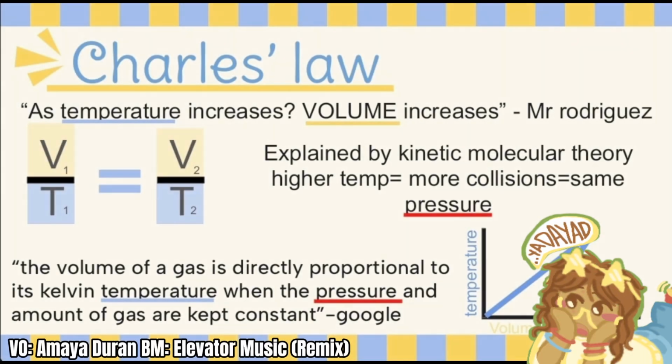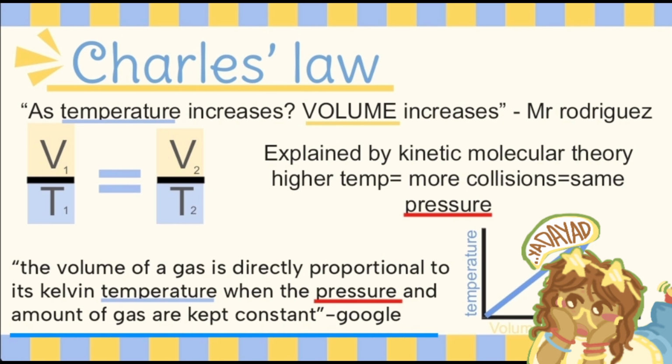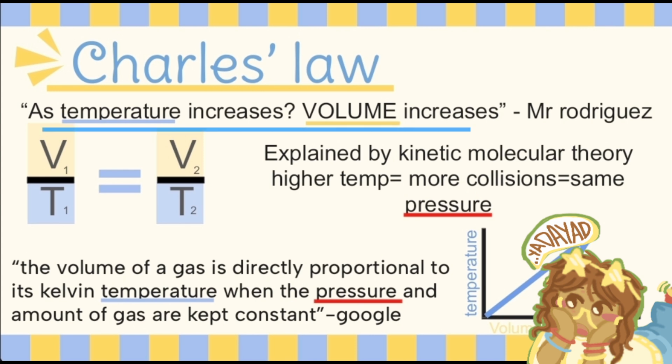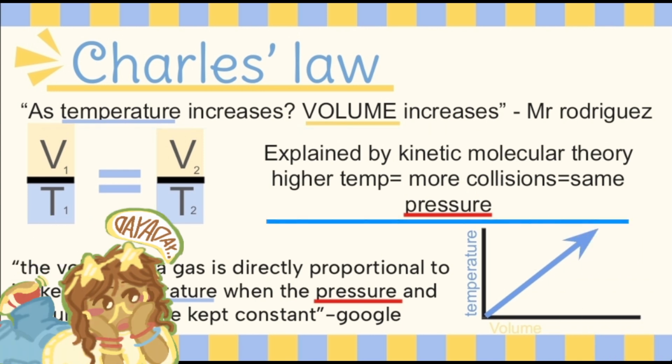Now moving on to the next law, Charles' law, which states that the volume of a gas is directly proportional to its Kelvin temperature when the pressure and amount of gas are kept constant. If we refer back to Mr. Rodriguez's video, you would know that as temperature increases, volume increases, which is explained by the kinetic molecular theory: higher temperature equals more collisions equals same pressure, which makes up our formula. Initial volume over temperature equals second volume over temperature.